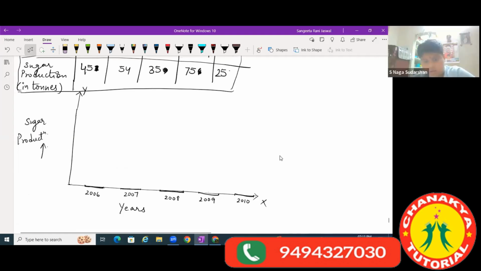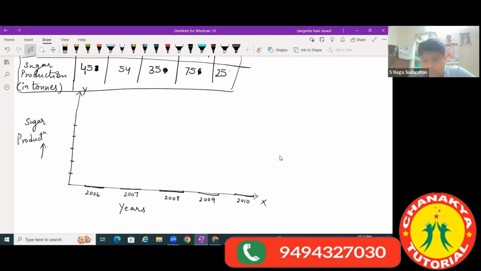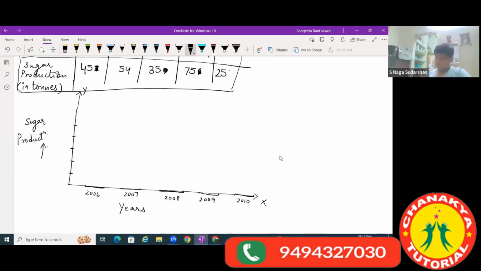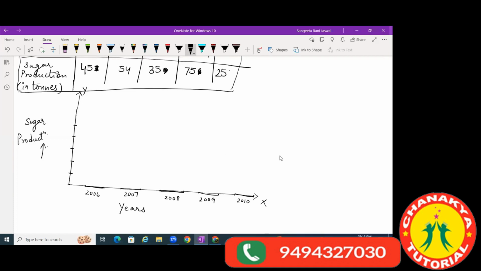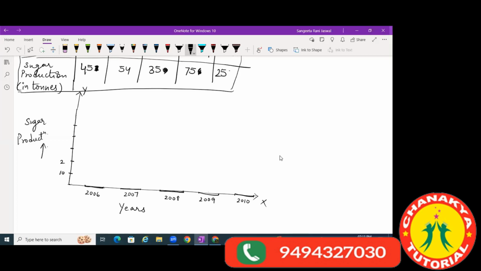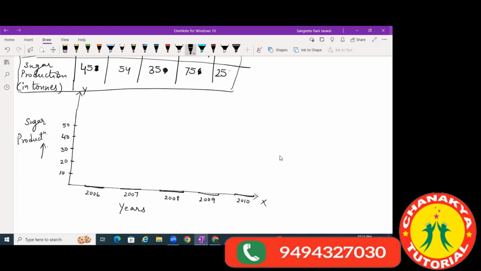Right. Okay. Now here I can take my numbers as, what do I have here? Let's see. My numbers are 25, 35, 45, 54, 75. So they are all in the range of tens. So I'll take my values here as 10, 20, 30, 40, 50, 60. My highest value is 75. Ma'am, with 1 centimeter gap, right? Yes, with 1 centimeter gap. Between every 1 centimeter, you can put these dots here.